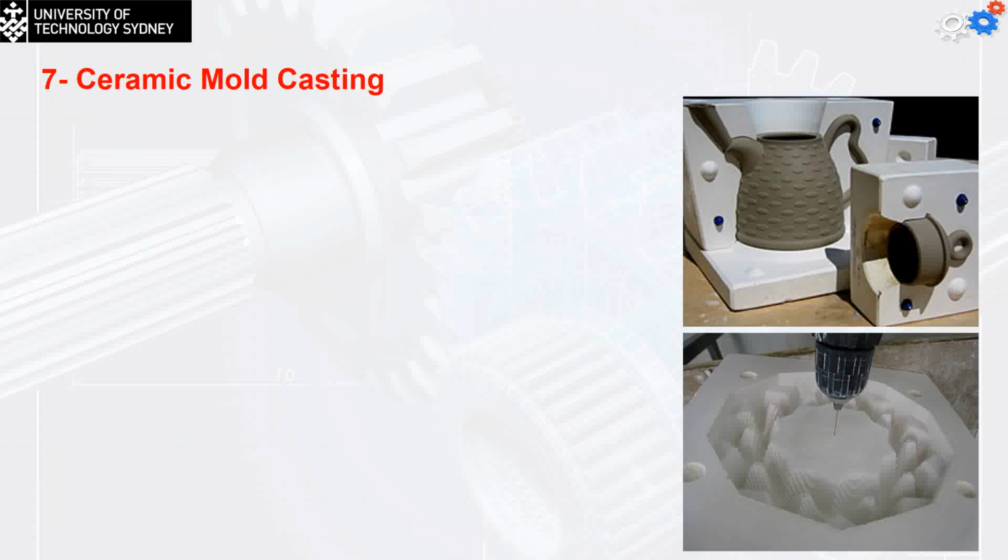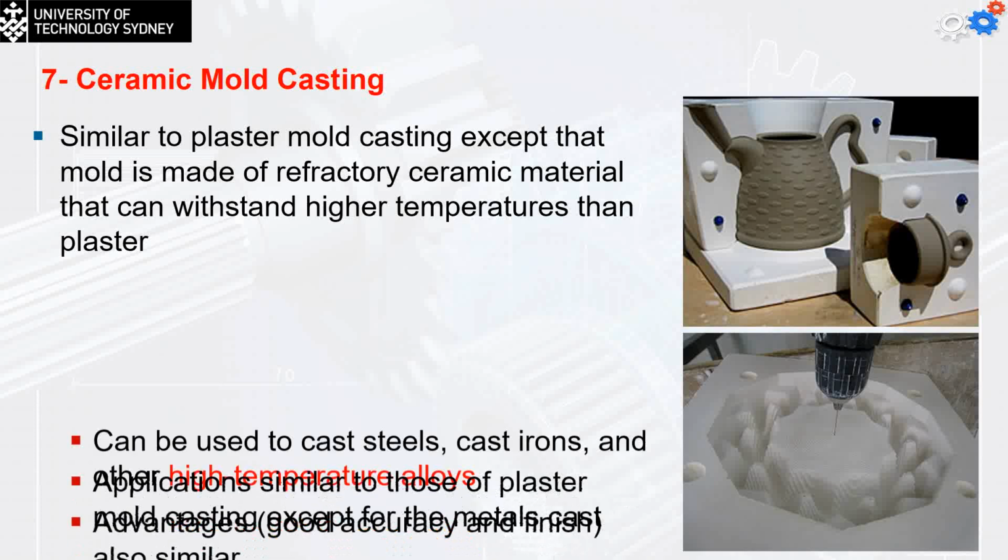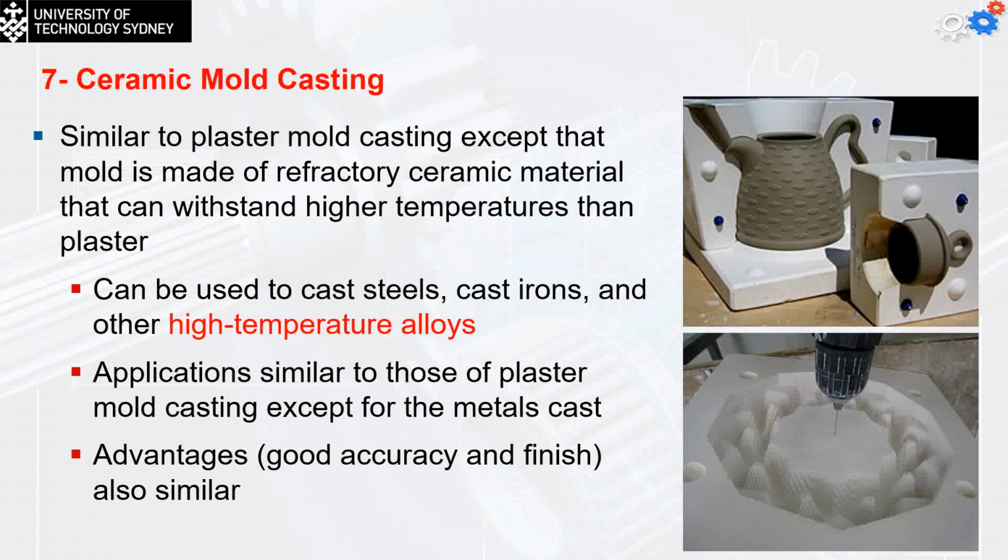This can be used to cast alloys like steel, iron, and high temperature alloys. The application is similar to plaster mold casting, except for metal casting which has higher temperatures. Advantage is good accuracy and surface finishing, also similar to the case of the gypsum part. So you can see simply we can add more details on the mold itself. It's ceramic, we can machine it to have accurate details on it.